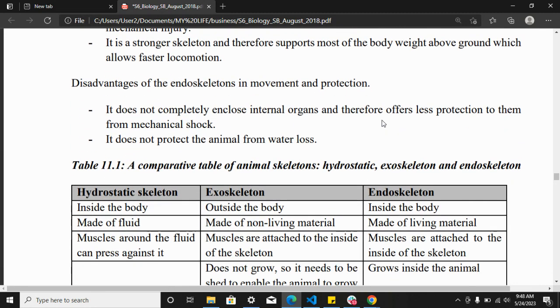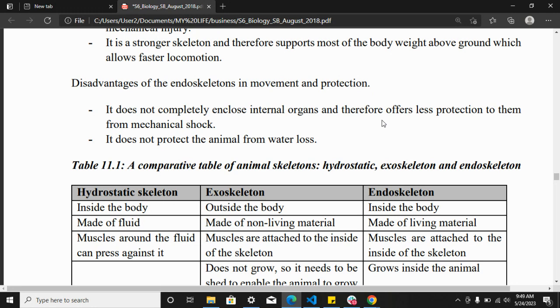Kandi rero, it's disadvantages of the endoskeletons in movement and protection. No kuvuga ngo eske disadvantages za endoskeleton ni izihe. Icya mbere ni uko ntago iri able yo protecting like the whole parts of the body. Kuvuga ngo nk'urugero, look, reba nko kunda for a person, ntabwo indiri somehow like exposed yose, ntabwo ifite cover iyiprotectinze nyine cyangwa se amagufwa yiprotectinze.